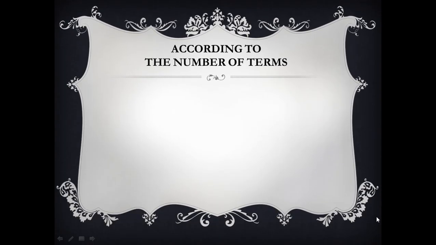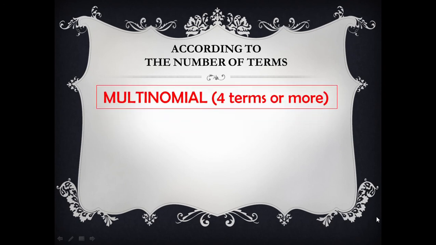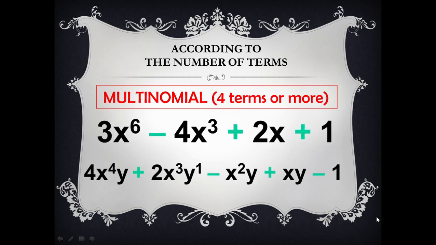What about if the polynomial has more than 3 terms? We call it multinomial. From the word multi, it means many, just like in multi-purpose or many purposes. Look at the examples. The first polynomial has how many terms? Very good, it has 4 terms. 1, 2, 3, and 4. How about the second polynomial? Correct. Let's see, we have 1, 2, 3, 4, 5. It has 5 terms. We call this a multinomial.